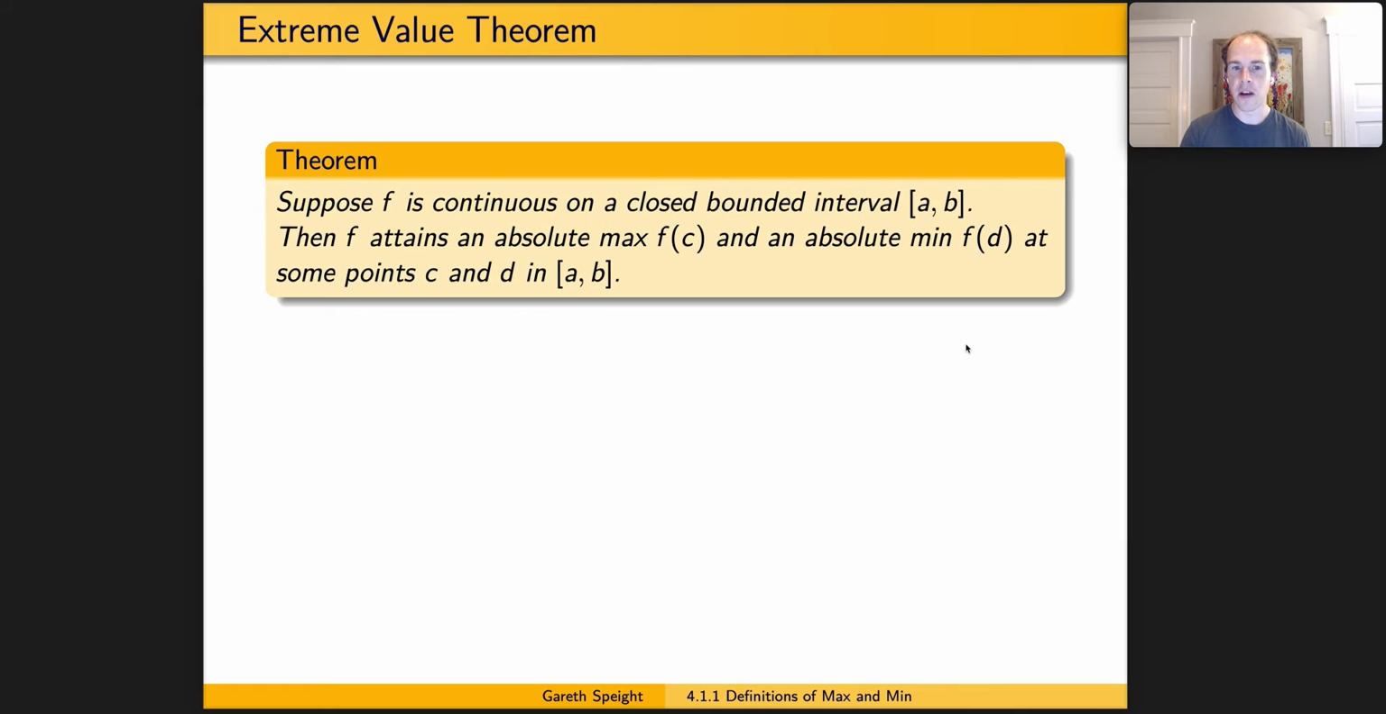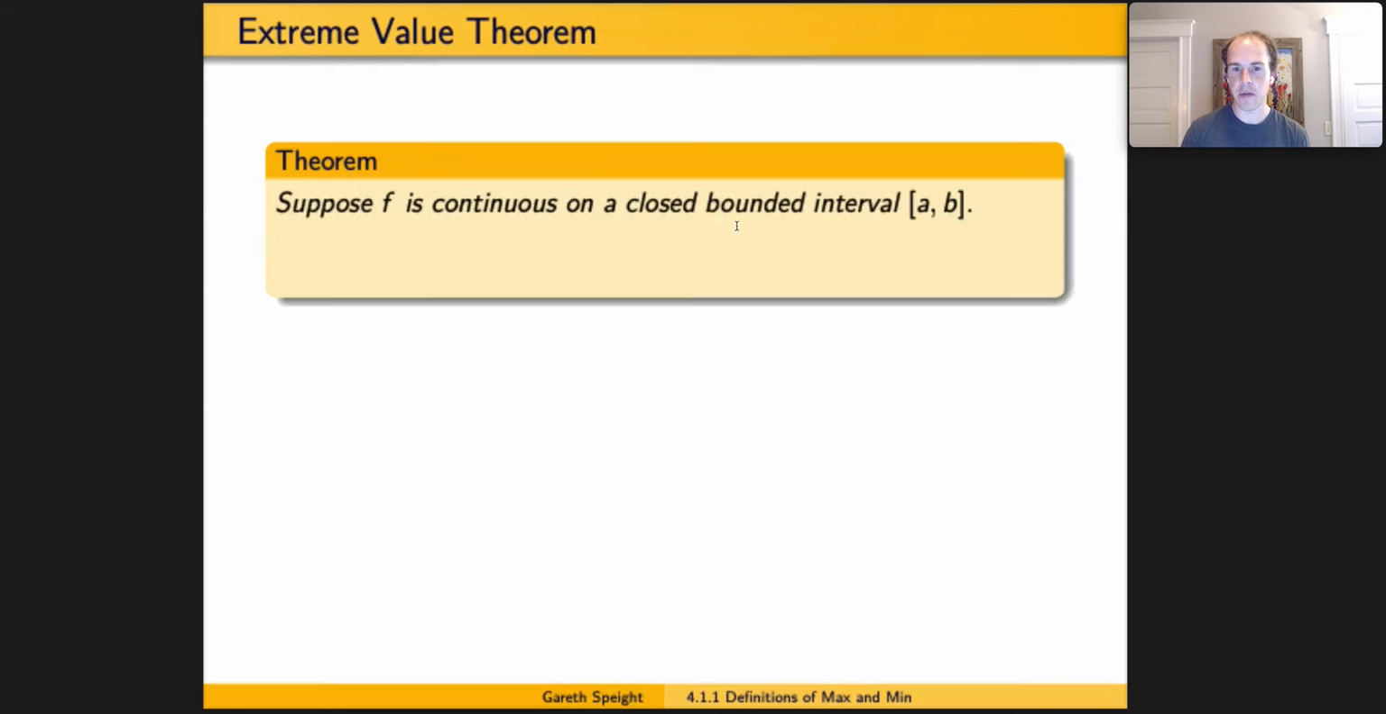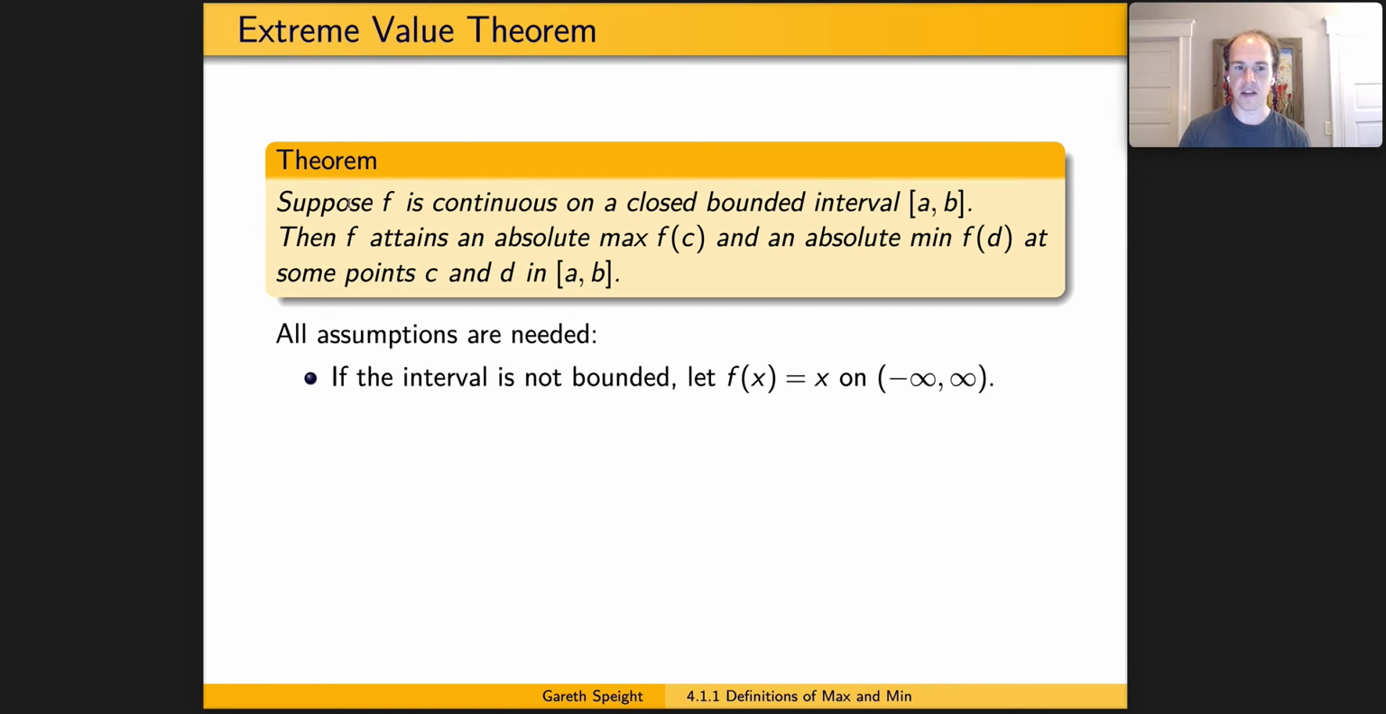Okay, so if we go back to e to the x, what was the problem? Well, for e to the x, this was on an unbounded interval, so we can't expect this to be true. But if we have a continuous function on a closed bounded interval, then there is an absolute max and there is an absolute min. And let me just emphasize that here we do need all the assumptions. So there is continuous, and then there is closed, and then there is bounded for the interval. If we drop any one of those, it's no longer true.